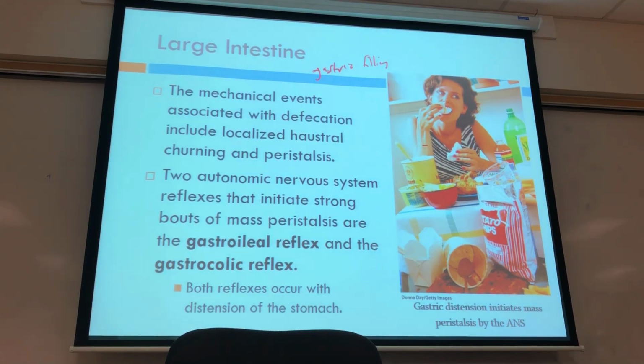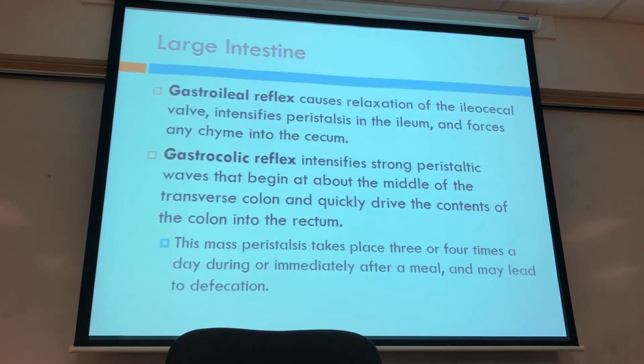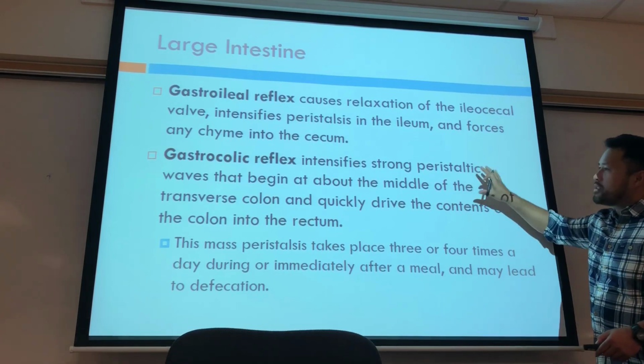The big ones, though, are the gastroileal reflex and gastrocolic reflexes, and our next slide talks about those. The gastroileal reflex is just peristalsis in the ileum that causes relaxation of the ileocecal valve. Not something I'll really ask you, but basically what it does is push stuff from the last portion of the small intestine, the ileum, right into the cecum. So this is our first bit, when we move from small intestine to large intestine, that causes large haustral contractions in the large intestine.